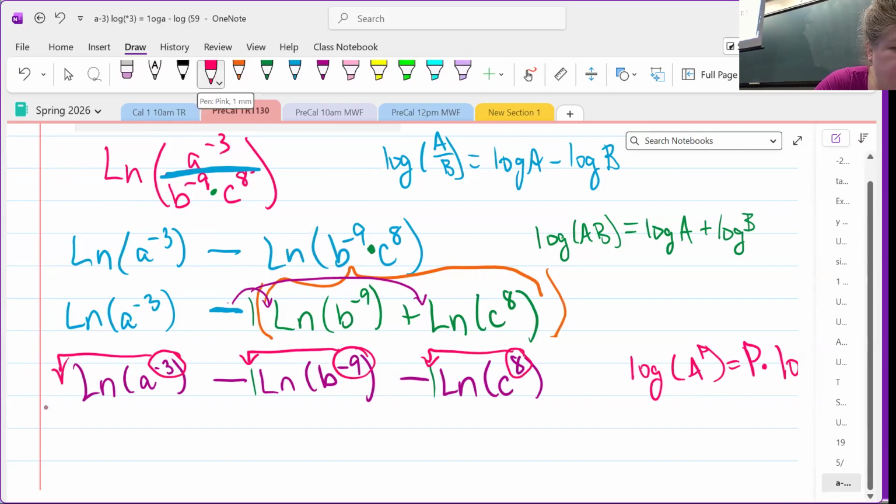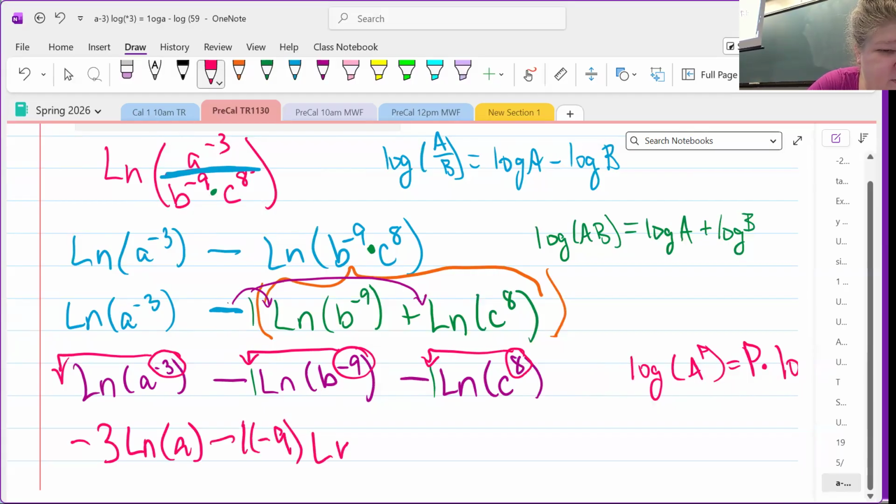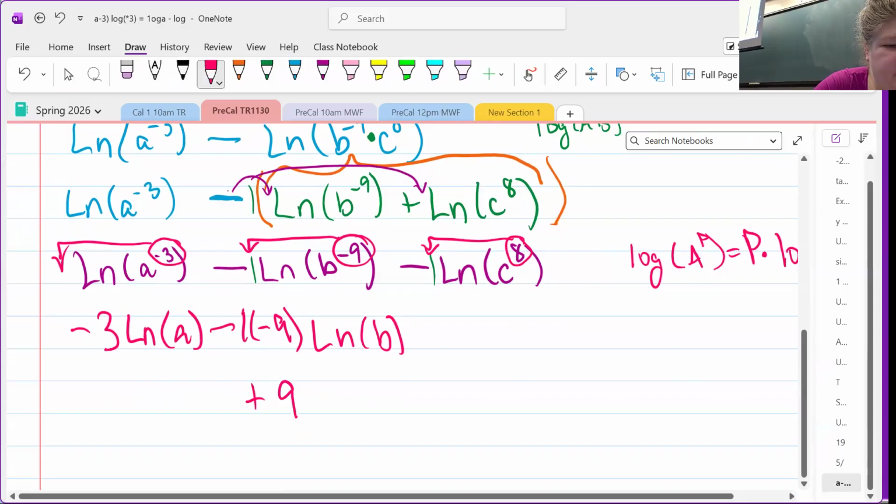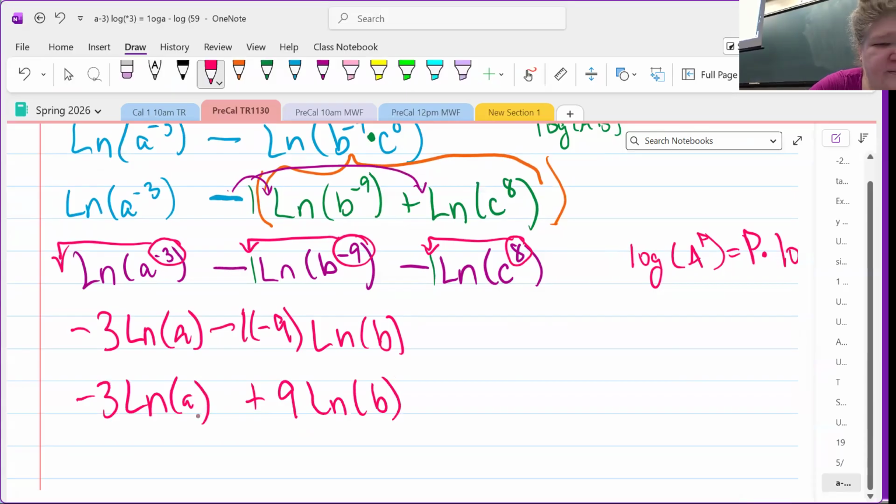So negative 3 times the invisible 1 here is just negative 3 natural log of a. Then I have a minus 1, and I'm bringing down a negative 9. So that's going to become minus 1 times negative 9 with the natural log of b, but I could just write that as plus 9. And then again, the negative 1 times the 8, that's just going to become minus 8 with the natural log of c.